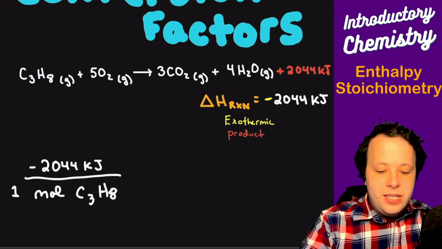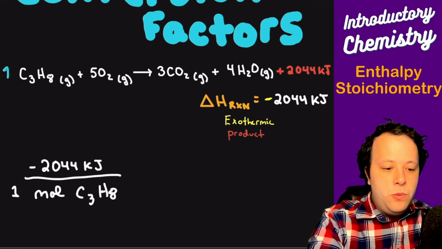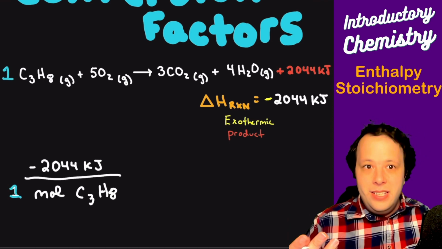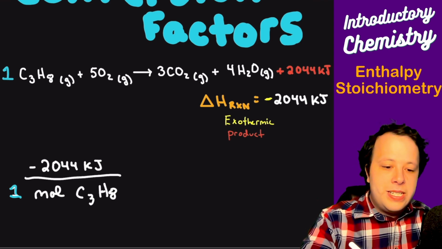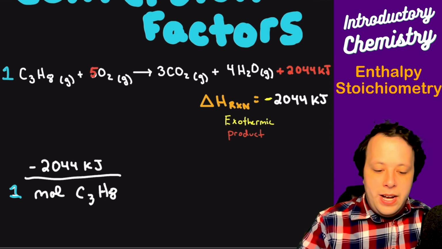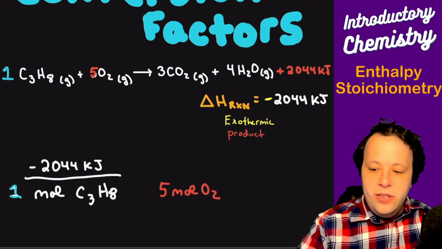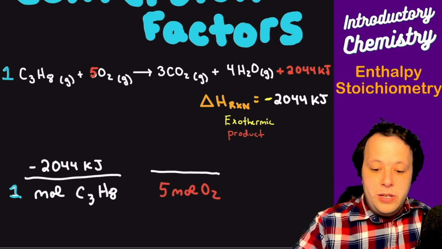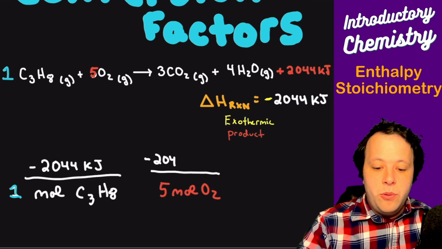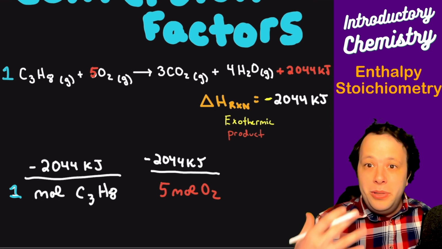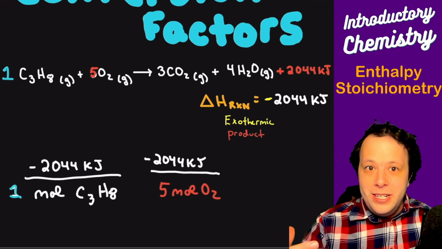Well, that's because essentially we have a 1 that's in front of C3H8. So we can use that. Another example is, let's say if I use the 5O2. Well, if I have 5 moles of O2, that's also equivalent to negative 2044 kilojoules of energy released, because this is a complete balanced chemical equation. That's the important thing. It has to be balanced.